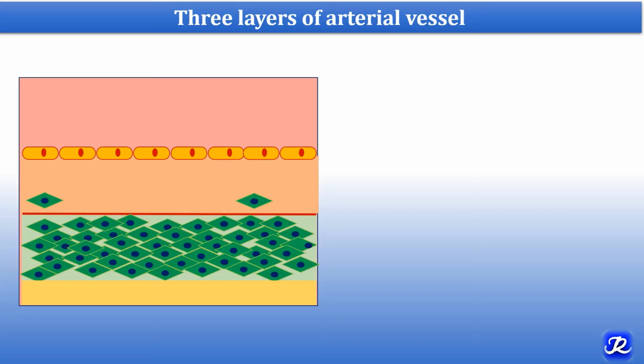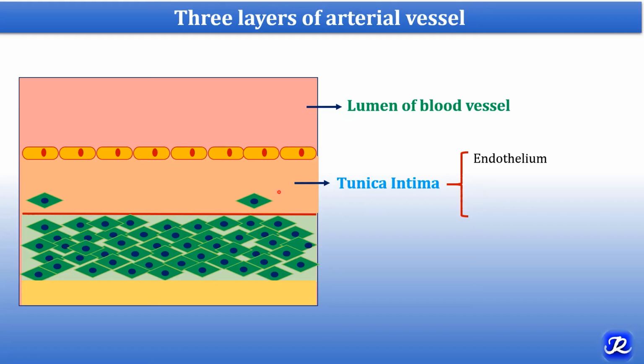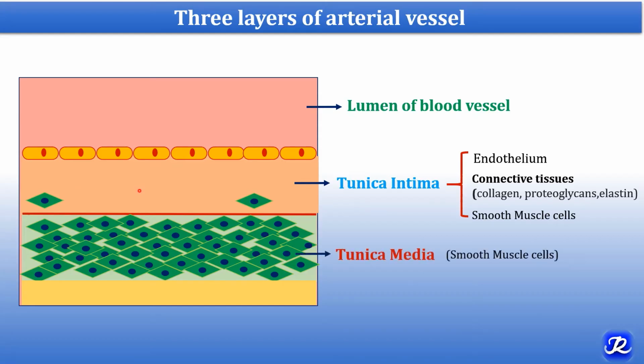This is the schematic representation of arterial vessel wall, which shows this is the lumen of blood vessel. And the first layer is called as tunica intima. This is the tunica intima. It has endothelium. So this is the single layer of endothelium which is facing towards the lumen of blood vessel. Then comes connective tissues. This is the connective tissue layer which has collagen, proteoglycans, elastin, and there are some smooth muscle cells present here.